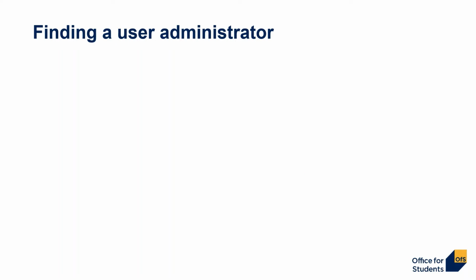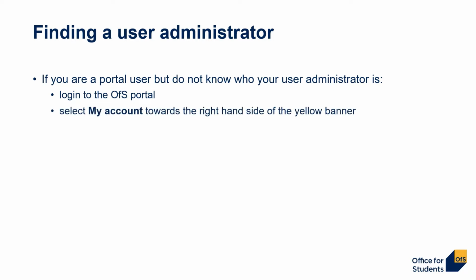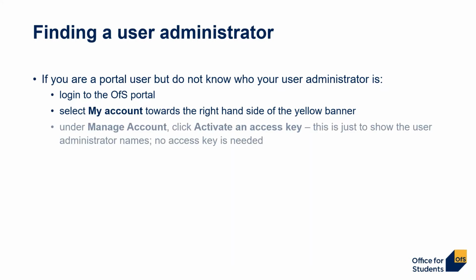If you are a portal user but do not know who your user administrators are, this is how to find their identity. First, log into the portal as normal. Once logged in, you will see the OFS logo with a yellow banner beneath it. Click on My Account to the right of the banner. You'll then be taken to the Manage Account screen. On the Manage Account screen, click on Activate an Access Key. Note that this is just to find out who your user administrators are. HESES and HESEF surveys don't actually require an access key.